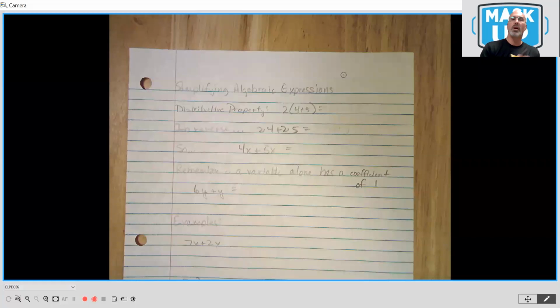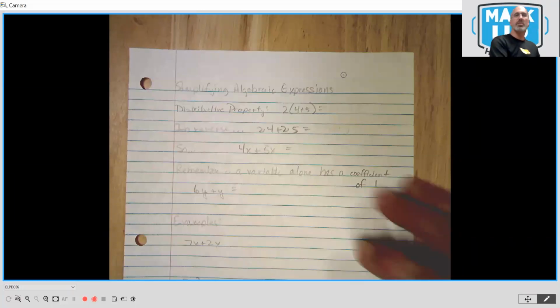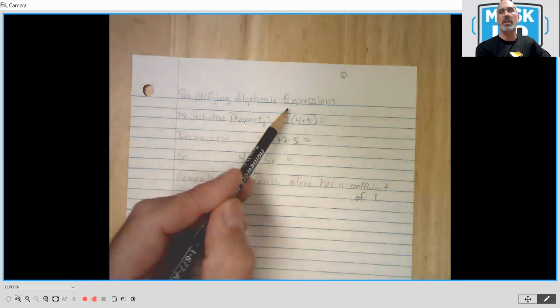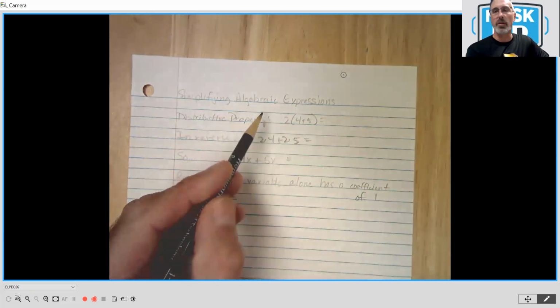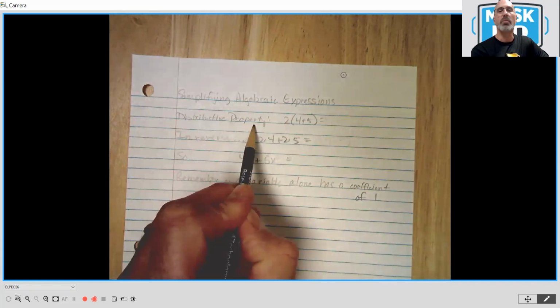I am going to share my screen with you, and we are going to do this. Okay, so simplifying algebraic expressions, like I said, is another word for combining like terms. First, we need to understand the distributive property.